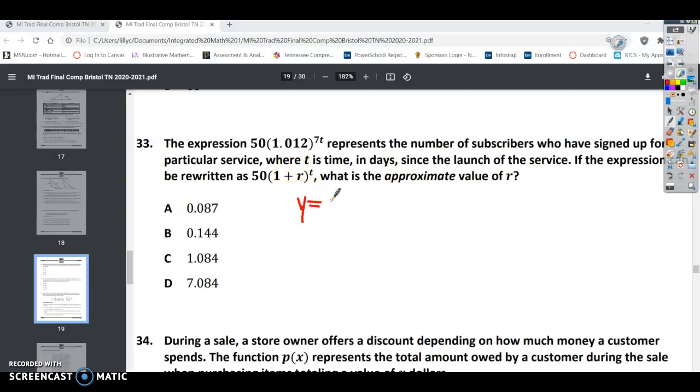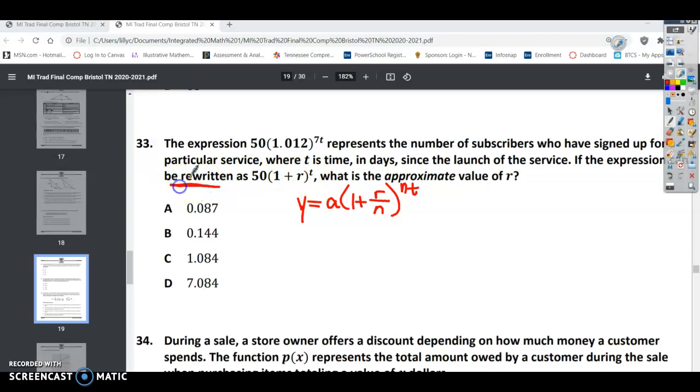y equals a times 1 plus your rate divided by n, number of terms, raised to the n times t power. All right, so this is kind of the equation that we're looking at. 50 would be your a. 1 plus your interest rate here divided by the number of terms and then raised to the 7 times t power. All right, so we want to rewrite that as 50 times 1 plus r to the t power.